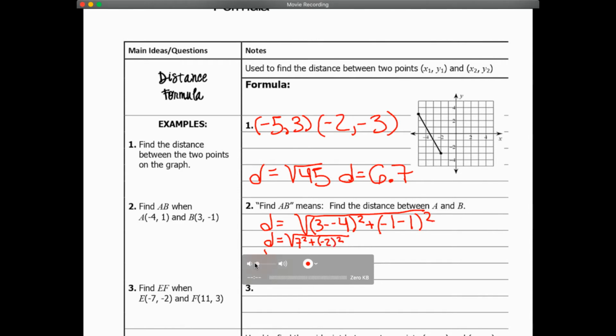So then D is going to be equal to the square root of 49 plus 4. So D is the square root of 53, which is 7.3. Okay, continuing on. Number 3, I will let you try on your own, and then you can check your answer in the answer key on Google Classroom.